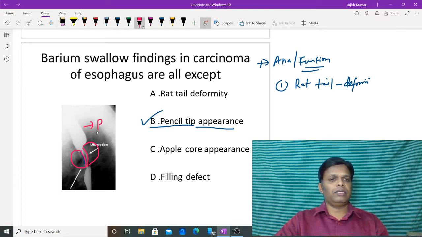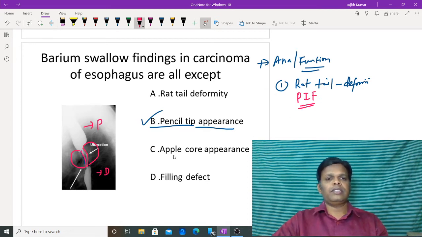This is the proximal esophagus, and this is the distal part of the esophagus. You can see there is luminal narrowing, and a persistent irregular filling defect. That gives an appearance called rat tail deformity, but it's characteristically seen in cases of achalasia cardia. But here also you can get this finding.